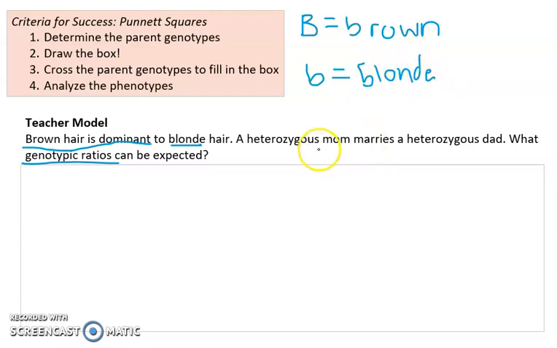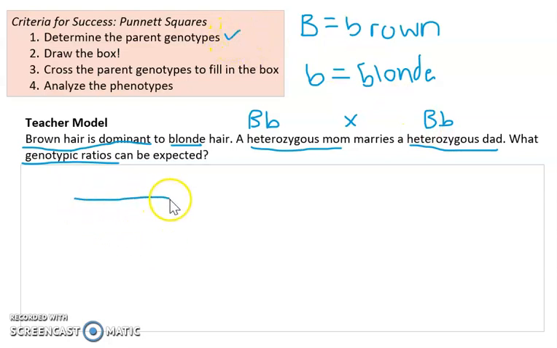Alrighty, so now we figured out our alleles. Now let's figure out the genotype of the parents. So there is a heterozygous mom. Heterozygous means different alleles, so one capital and one lowercase. And she marries a heterozygous dad. So again, one capital and one lowercase. And that is going to be our parents. So we did number 1.